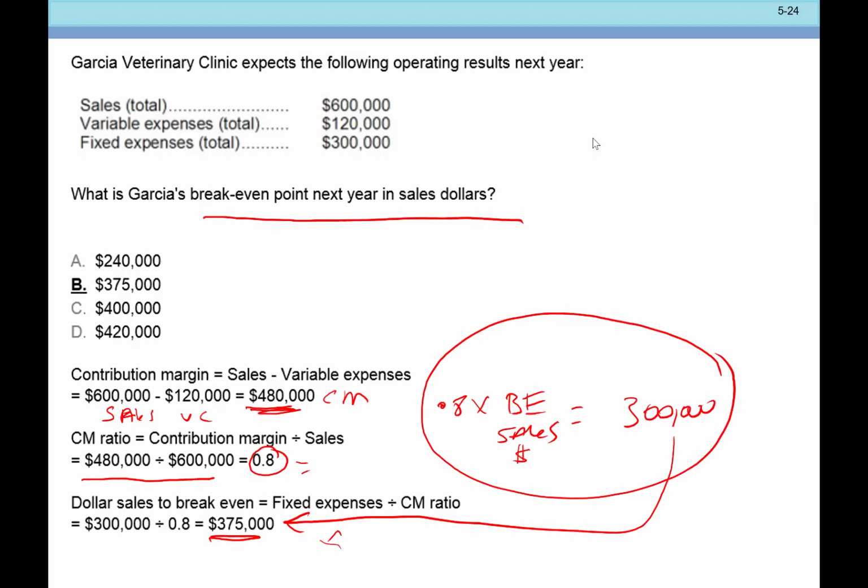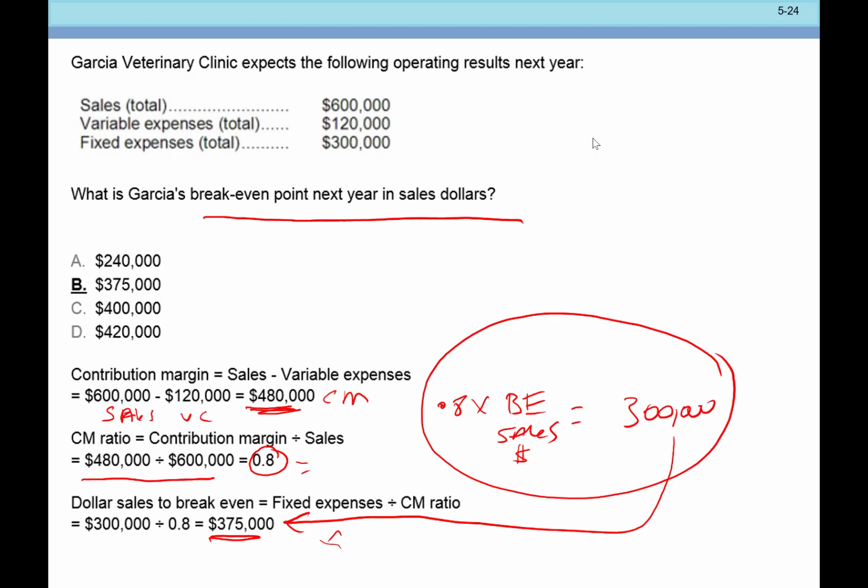Okay, good. Let's take a look at this one, veterinary clinic, Garcia. We have sales of 600,000, variable expenses of 120,000, fixed expenses of 300,000. This one made me come up with my contribution margin and contribution margin ratio using the larger numbers. So I just take the sales minus the variable cost, gives me a contribution margin of 480,000. 480,000 divided by the sales of 600,000 means I have a what? I have a 0.8 contribution margin ratio.